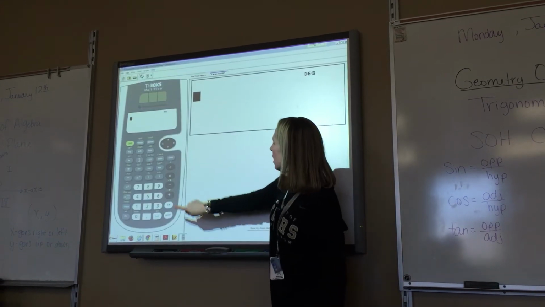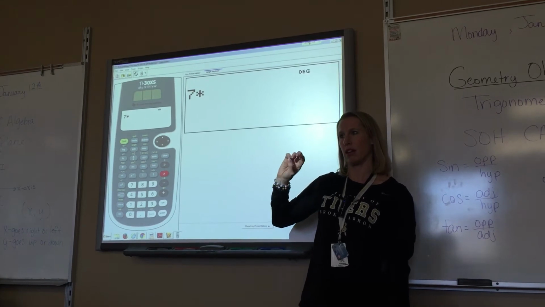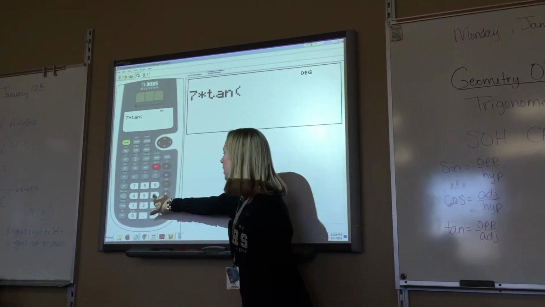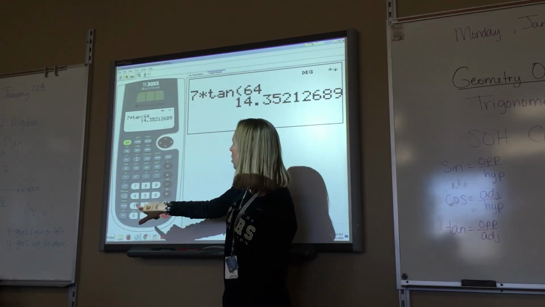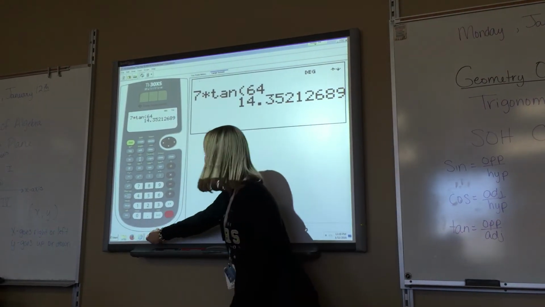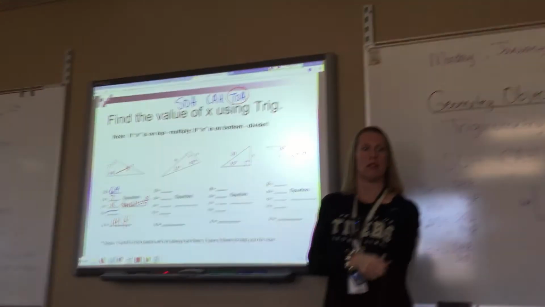tan 64. So you would do 7 times, do you know where the tan button is in the calculator? Next to division, tan 64. You do not have to close the parentheses, it doesn't make you. Hit enter. So my answer is 14 point, let's say 4. That's all we have to do is find X.